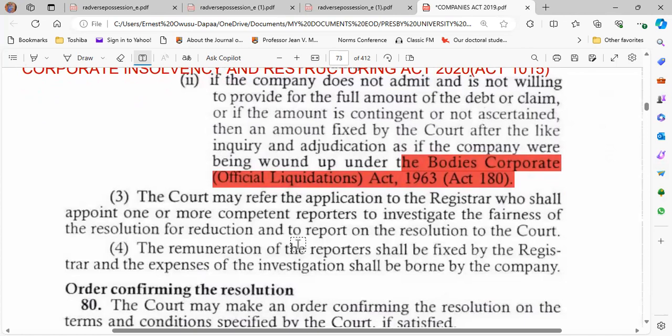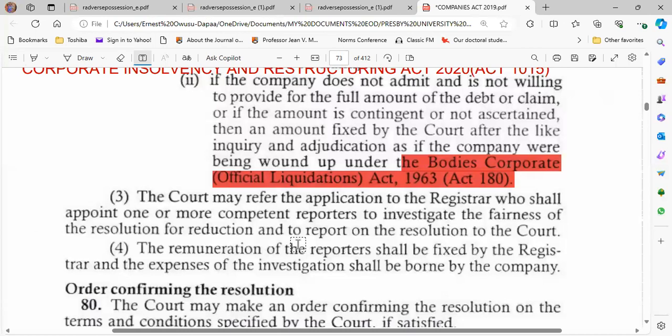And the court may also refer the application for confirmation of the resolution to the registrar, who shall appoint one or more competent reporters to investigate the fairness of the resolution for reduction and to report on the resolution to the court.